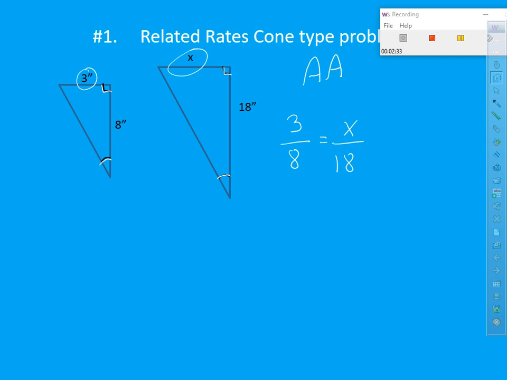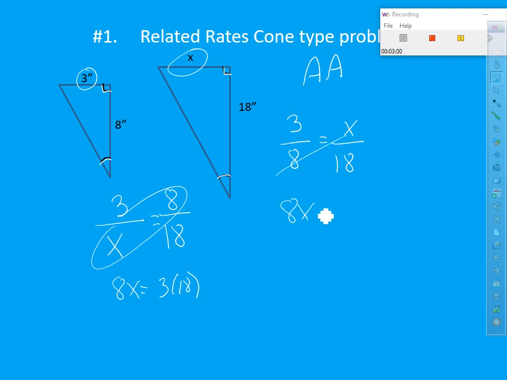There are other ways to set this up also. You could say the little side of the triangle is to the little side of the triangle, as the medium side of the triangle is to the medium side of the triangle. No matter what, we're going to solve these exactly the same. Notice that when I cross multiply, I would have 8x equal 3 times 18, and then we'd solve that for x. If we do it my original way, notice I'm going to have 8x equal 3 times 18, and then we'll solve that for x. So you're going to see similar triangles today.